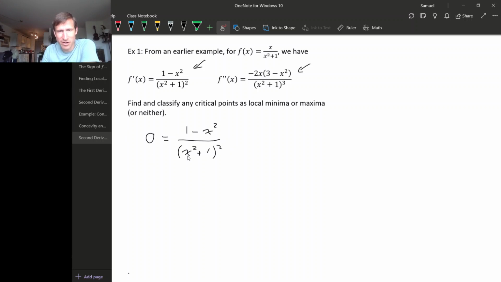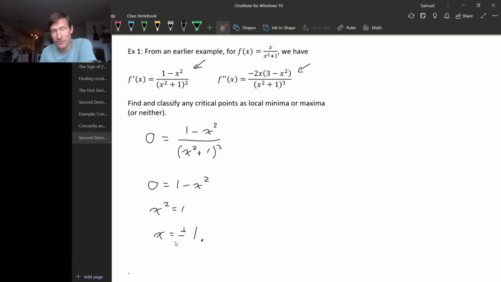So first let's clear our denominator, right? The denominator is never 0, so we can just multiply both sides by x squared plus 1 squared. Our equation turns into 0 equals 1 minus x squared. So x squared is 1, and so x is plus or minus 1. So we have two critical numbers, plus 1 and minus 1.